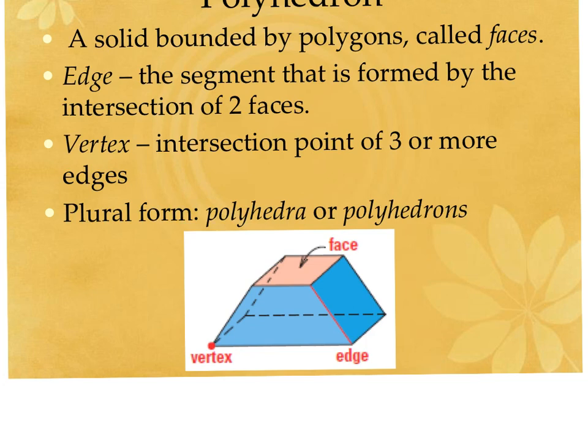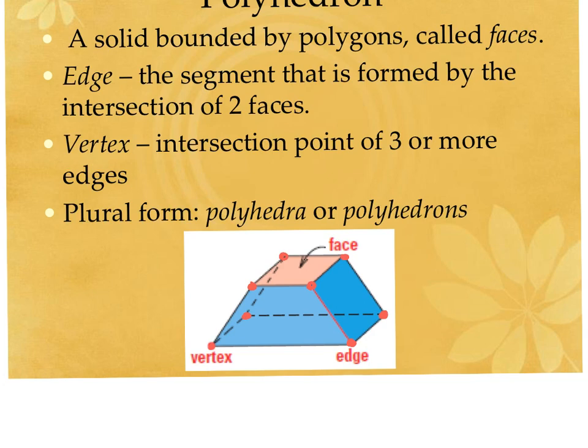And the vertices are, again, the intersection of three or more edges. So I'll go ahead and label some more vertices here. You have them in red, and this is where the three or more edges meet. So we have all of these edges. All of these vertices. So this actually has 8 vertices.